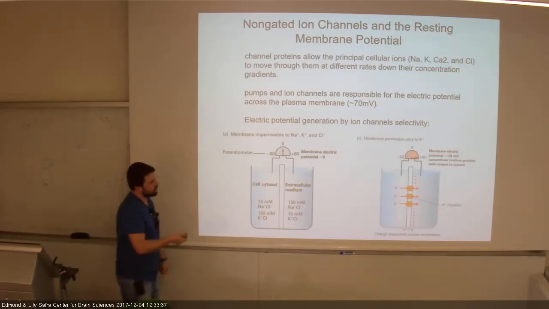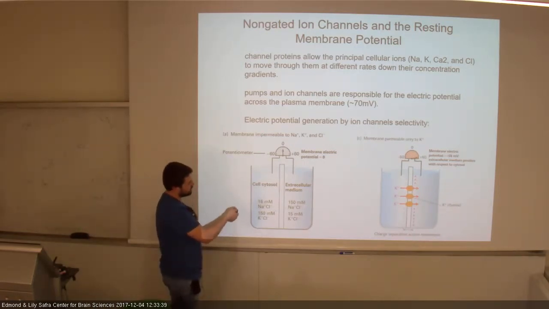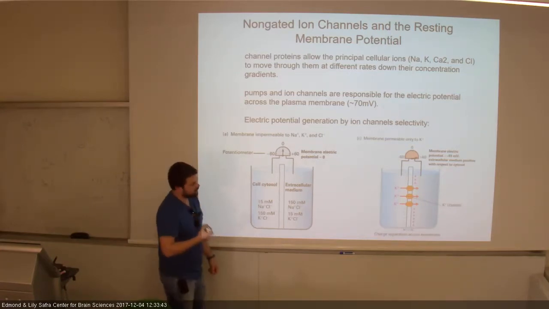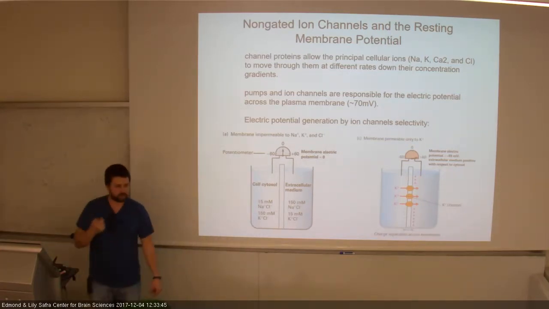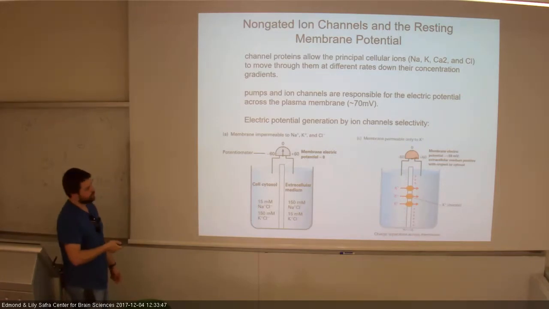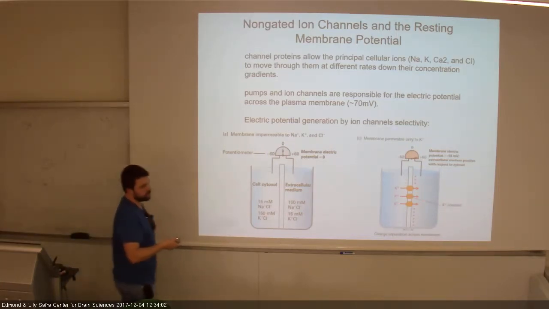But now, what will happen if we introduce into this impermeable barrier a channel that is specific only for potassium? What will happen now is that the potassium will start moving down its concentration gradient, which is in this direction, from this compartment to this compartment. But when will it stop moving?